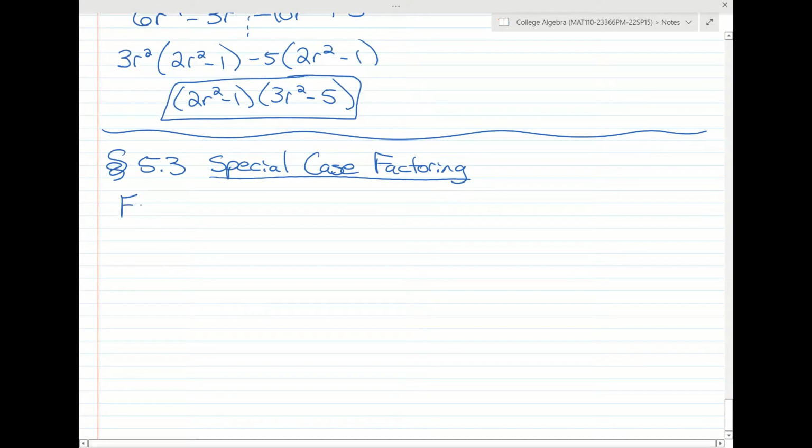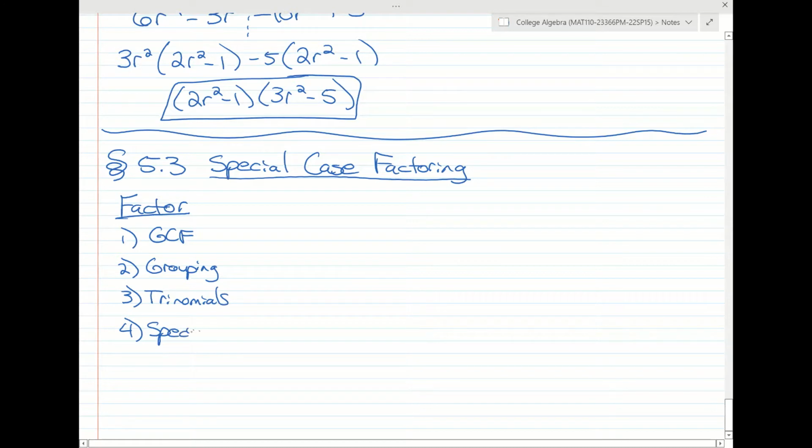Just to make the tree again, when we factor, first one is GCF. We've talked about that. Second one is grouping. We've talked about trinomials. The fourth one is special cases. And we build our way up.